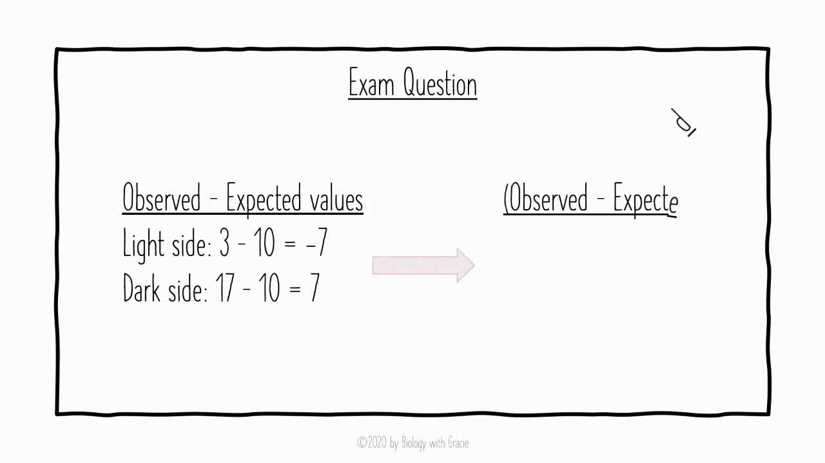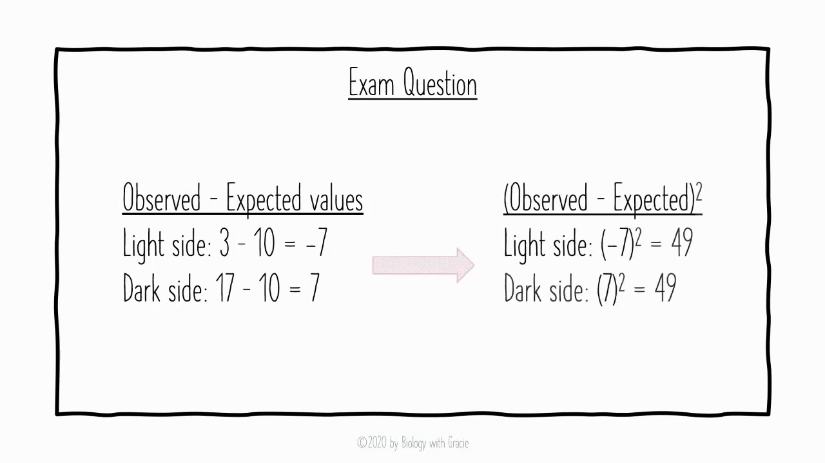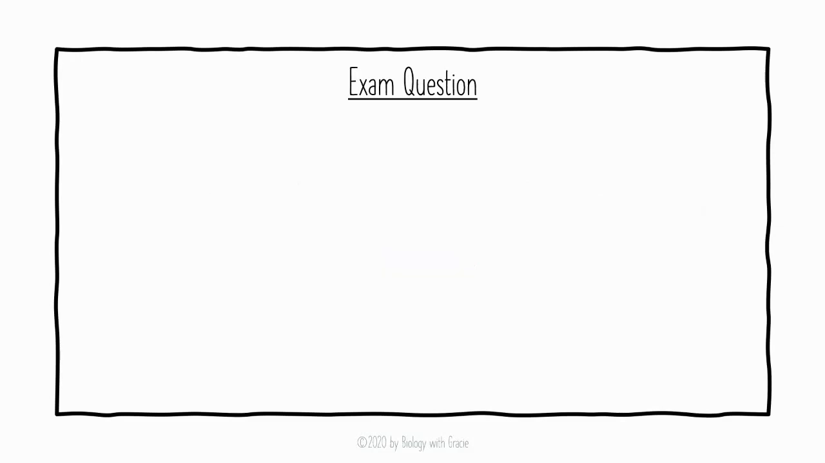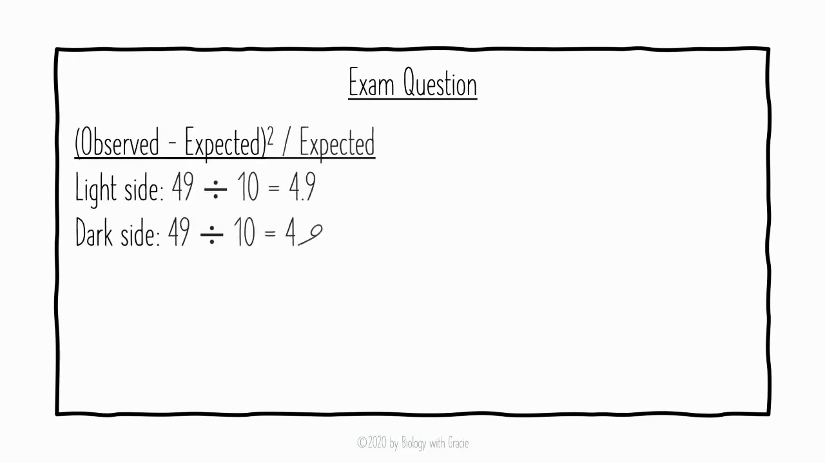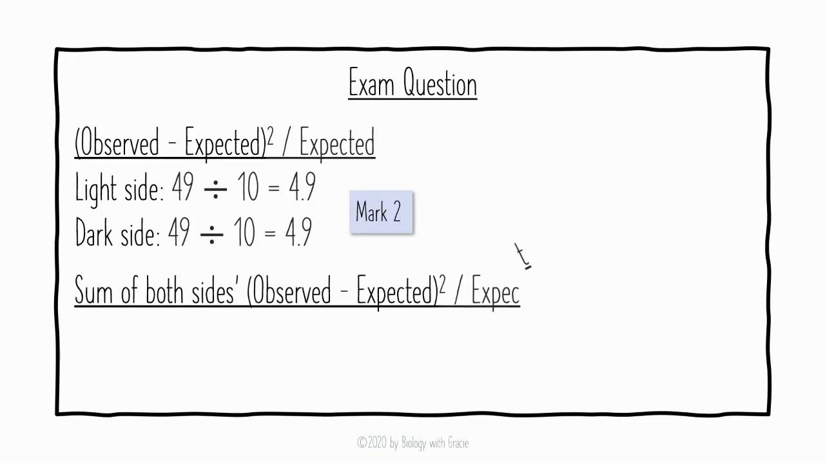Next we need to square these values. So -7 squared is 49 and 7 squared is 49. We then take our values of 49 and divide them by our expected values of 10. This is where we get our second mark, with the whole equation put together. So 49 divided by 10 is 4.9. Our chi-square values for both the light side and the dark side are 4.9. We then get our third mark by adding these together, so the sum of both sides. 4.9 plus 4.9 is 9.8, so this is how we get our third mark.